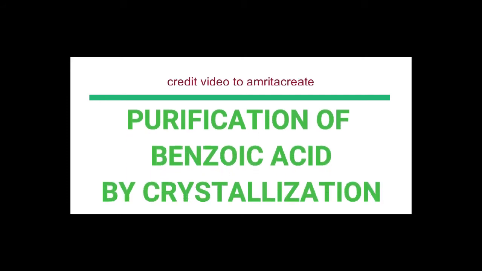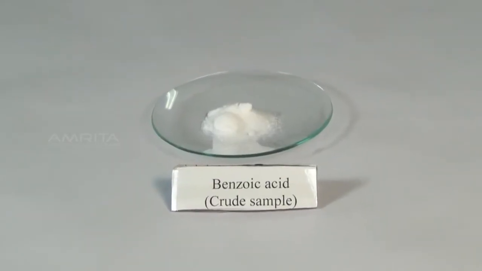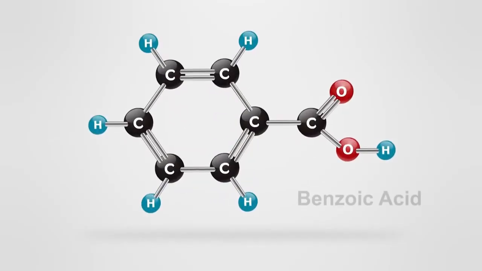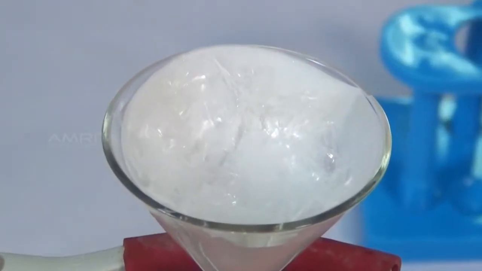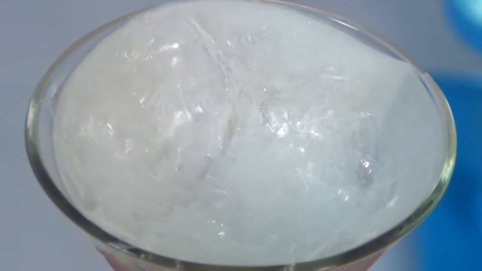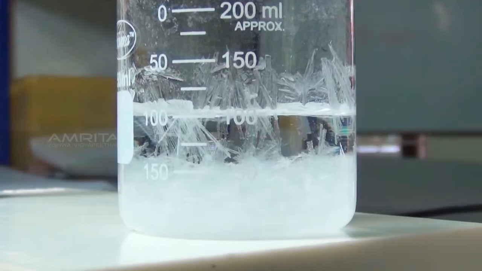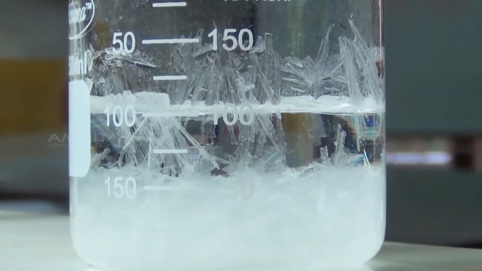First, we are going to learn the purification of benzoic acid by crystallization. Benzoic acid is a colorless crystalline solid and it is an aromatic carboxylic acid. Our aim here is to prepare crystals of pure benzoic acid from an impure sample.